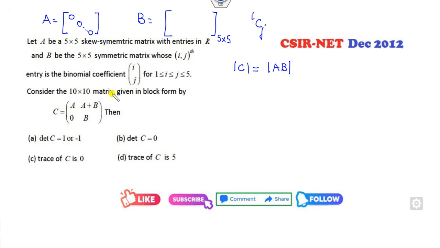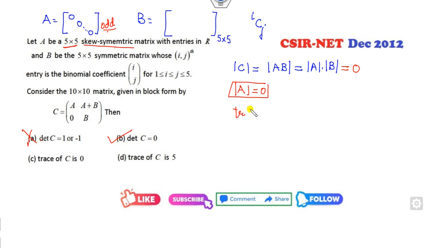C is AB, because it's a matrix. How do you write it? It is matrix A into matrix B. Now since A is skew symmetric of odd order, what is the determinant of A? 0, because A is skew symmetric and the order is odd. So what is the answer for the determinant of C? 0 is the right answer.